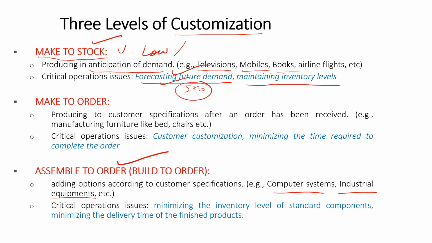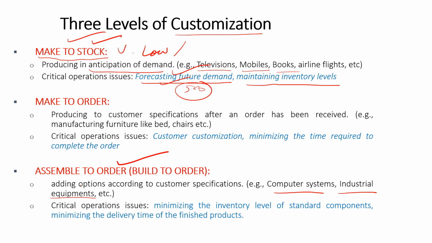So in assemble to order, of course, the customization level is a bit high compared to make to stock, or you can say the standardization level is a bit low. The customization level becomes a bit high compared to make to stock because the customer involvement is nearer, more involvement compared to the make to stock strategy. Or we can say that the customer involvement is much earlier compared to make to stock.